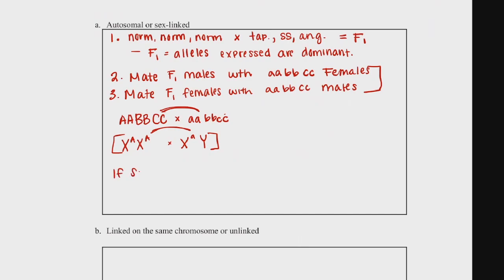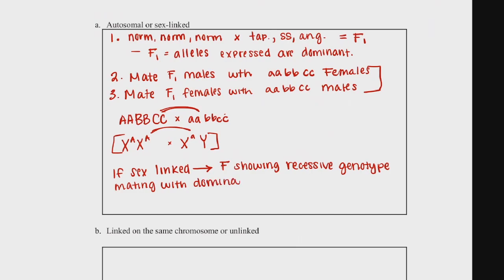So if sex-linked, just to say this more simply, a male showing dominant mated with a recessive female would produce all dominant females, and all recessive males.